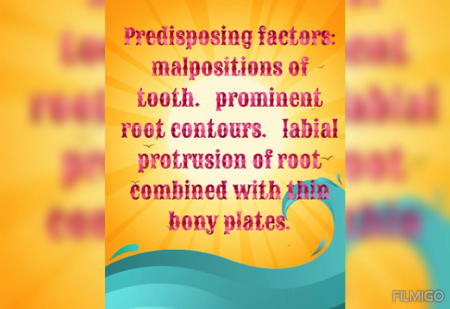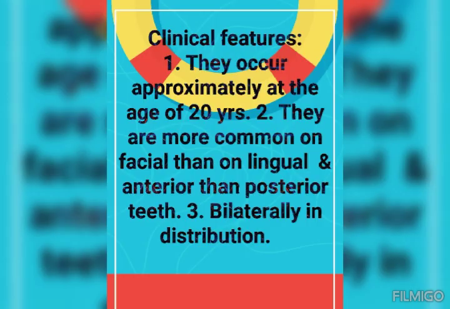One is malposition of the tooth, and prominent root contour, and labial protrusion of the root combined with thin bony plates. So malpositioned tooth, prominent root contours and labial protrusion of the root. These are the predisposing factors for fenestration and dehiscence. What are the clinical features?